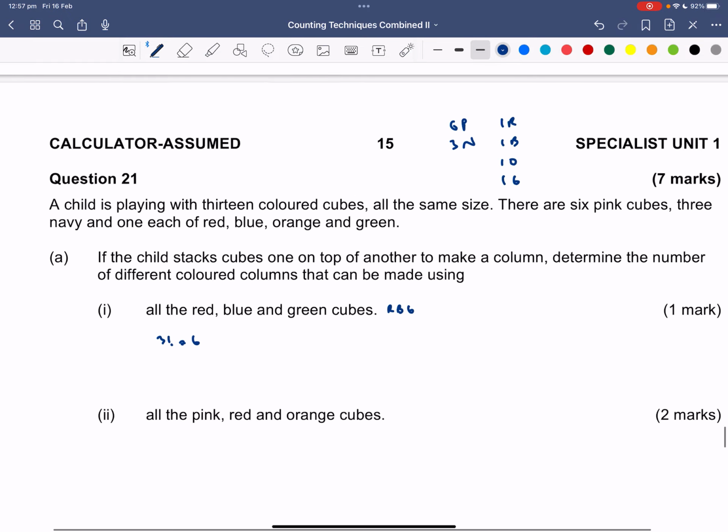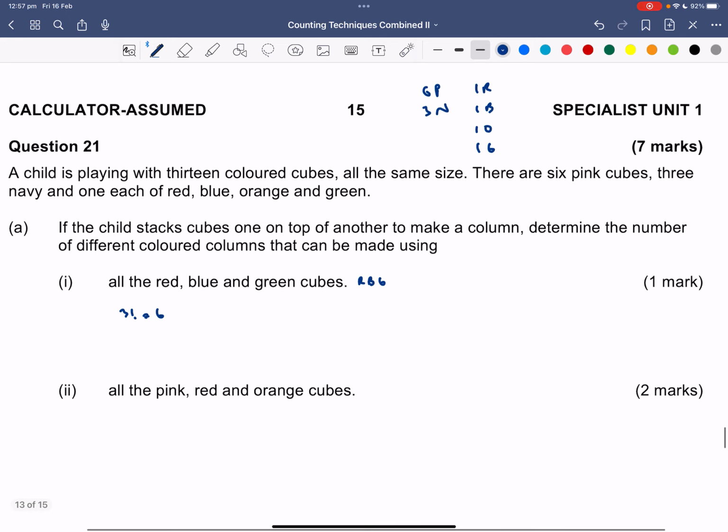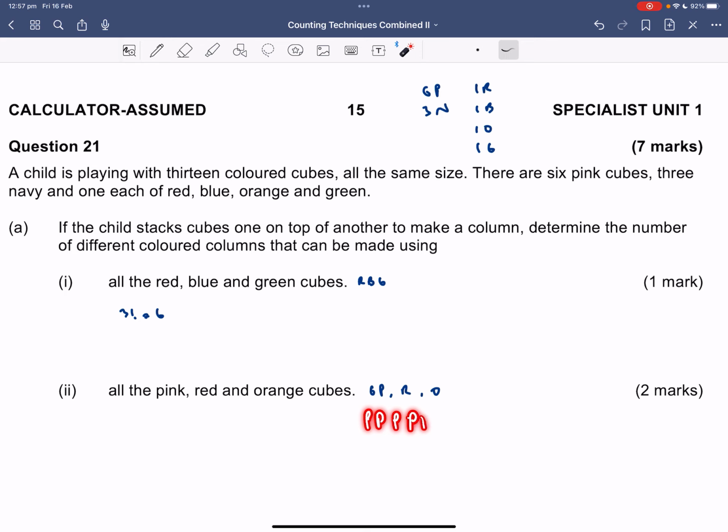Next question, all the pink, red and orange. So 6 pink, the red and the orange. Now it's asking you to rewrite the letters P, P, P, P, P, P, R, O. How many ways can you rewrite 6 P's, an R, and an O? That is a total of 8 letters, so 8 factorial. But then we've got to divide by 6 factorial for the double up.